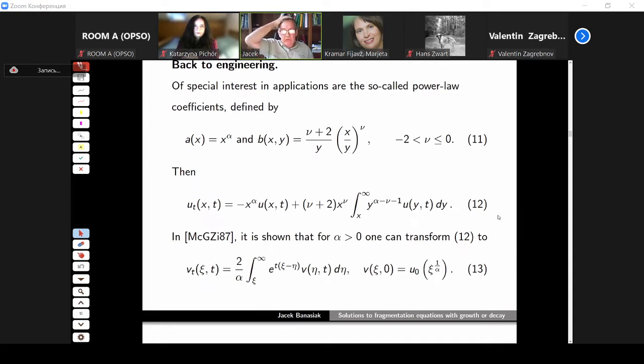And probably the first person who found the solution of this equation was Filipov in the 60s. Filipov wrote a very seminal paper on fragmentation problems, but because it was of course the early 60s and he wrote in Russian, the paper was never really distributed in the West. And in some sense, Ziff in the 80s recovered a lot of results coming from the early Filipov paper. But it turns out that you can actually reduce equation 12. This is coming from the paper by McGrady and Ziff. McGrady was a PhD student of Ziff in the 80s.